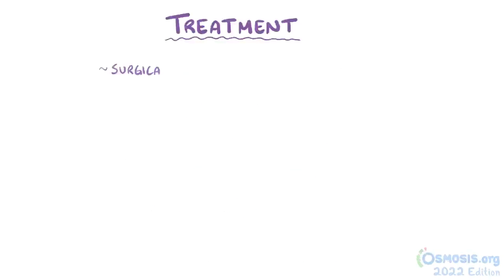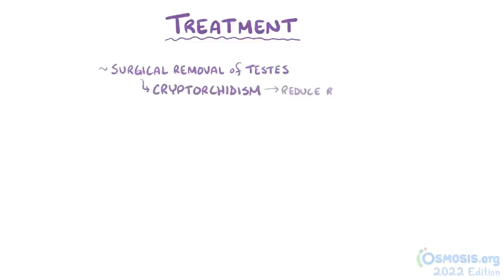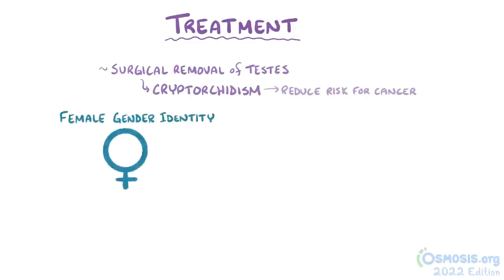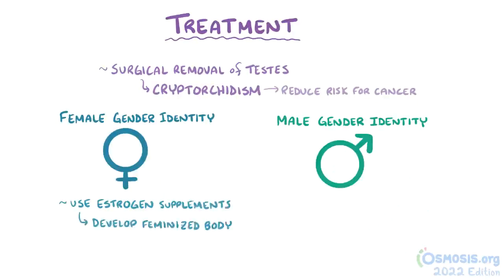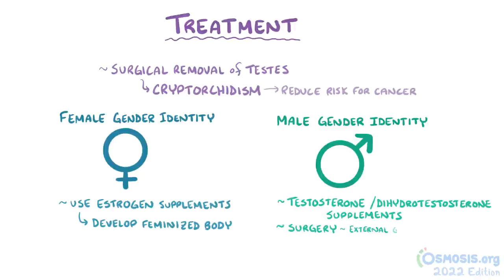Treatment typically involves surgical removal of the testes, especially in the case of cryptorchidism, to help reduce the risk for cancer. Some individuals with androgen insensitivity syndrome adopt a female gender identity, whereas others adopt a male gender identity. Those that adopt a female gender identity can use estrogen supplements to help them develop a more feminized body. Those that adopt a male gender identity can use testosterone or dihydrotestosterone supplements, as well as surgery for external genitalia to help them develop a more masculinized body.